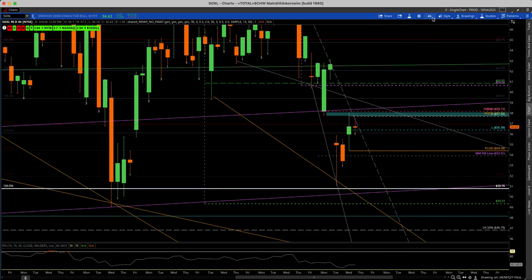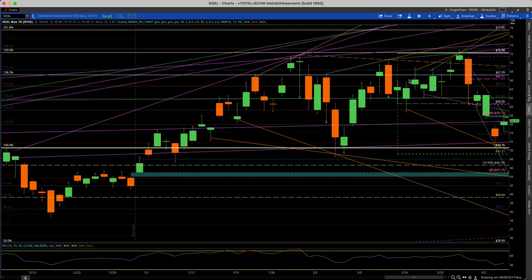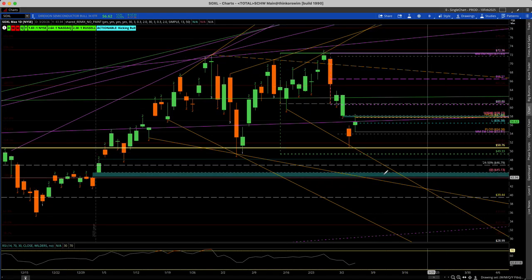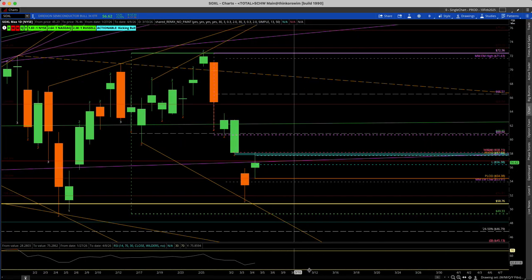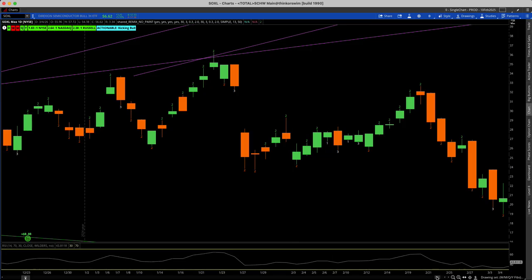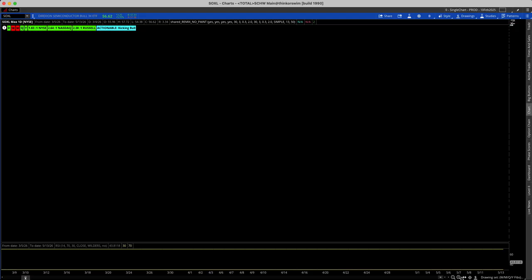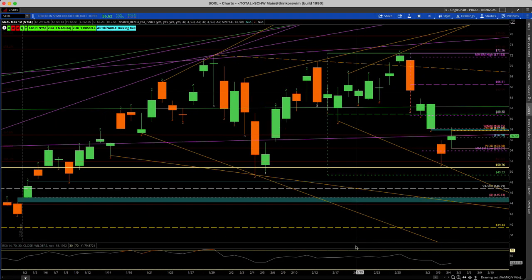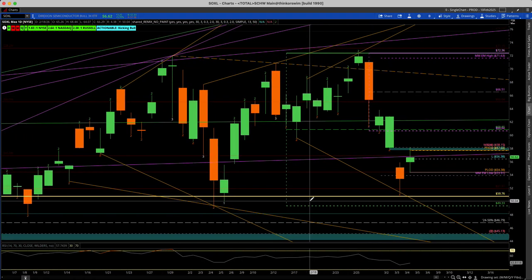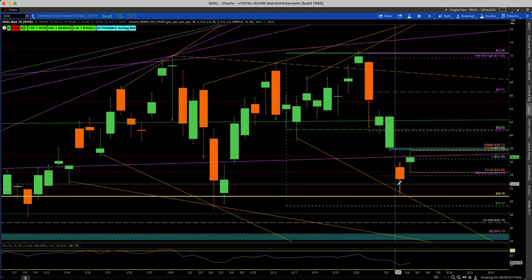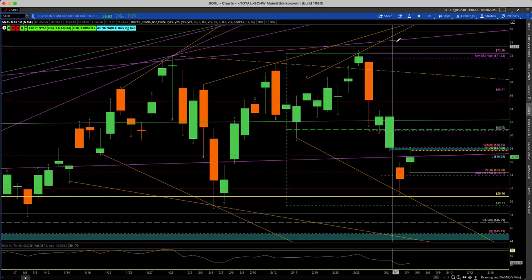Now, if we go to the day time frame, yeah, that's the day, and clean things up just a little bit. There we go. Oops. Come on, Thinkorswim. What's going on? There we go. All right. So on the day time frame, we are in this broadening formation. Looks like we're bouncing off the bottom of the broadening formation, trying to make it back to the top.